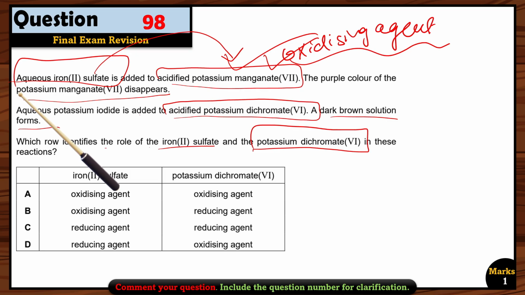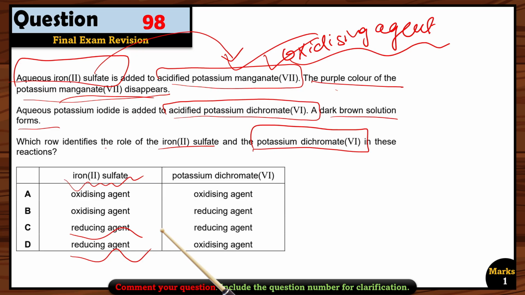Why reducing agent? Because the color has changed. If there was no change in the color, then it means this is not a reducing agent. Because the reducing agent will reduce potassium manganate, and that's why there is a change in color. So now they are asking what is aqueous iron sulfate? It is a reducing agent, because we already know that potassium manganate is an oxidizing agent.